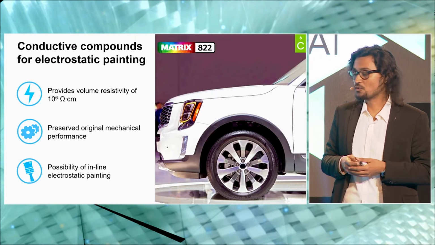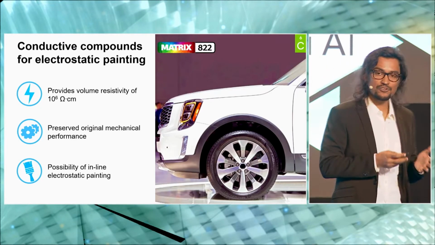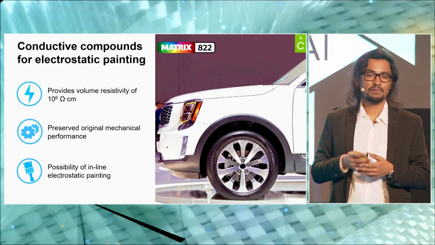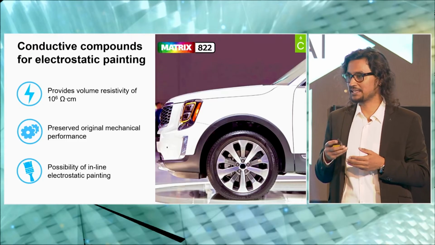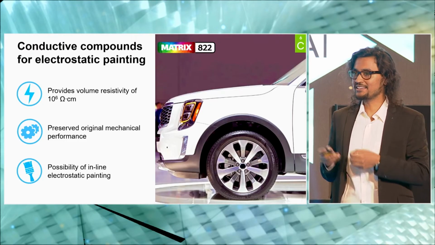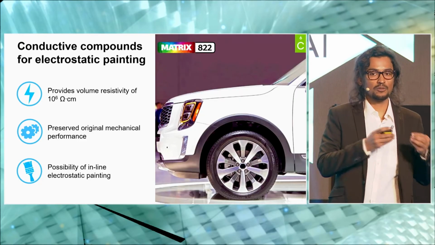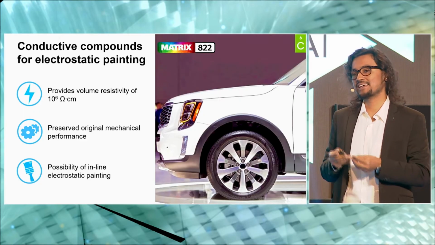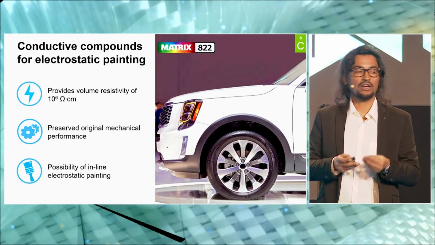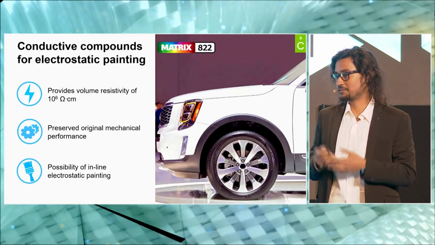A little bit about our venture and our efforts in the EV segment. The bumper that you see here is a bumper which can be coated or painted inline. So by adding nanotubes into thermoplastics, you can make it as conductive as to be able to coat inline along with your other material parts.